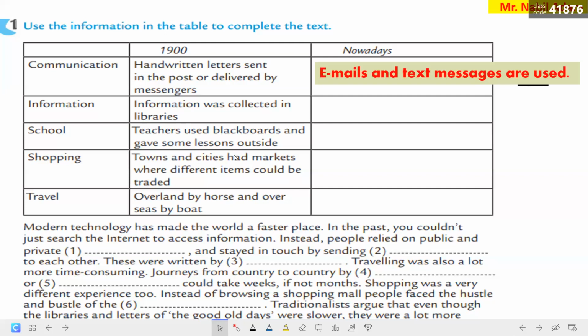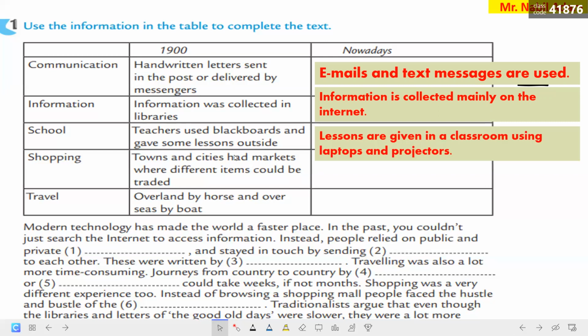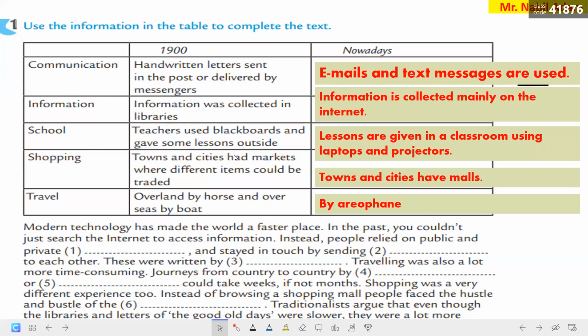Here, nowadays, emails and text messages are used. Information is collected mainly on the internet. Lessons are given in a classroom using laptops and projectors. Towns and cities have malls. By airplane. 1. Libraries. 2. Letters. 3. Hand. 4. Horse. 5. Boat. 6. Cities.